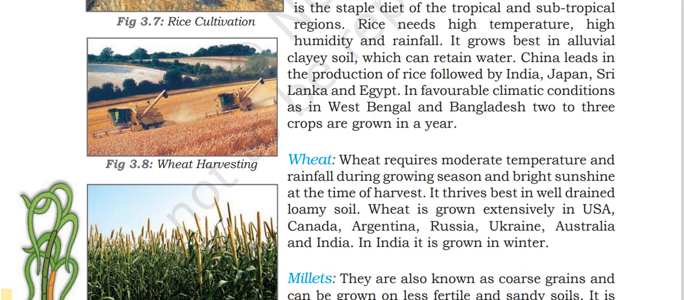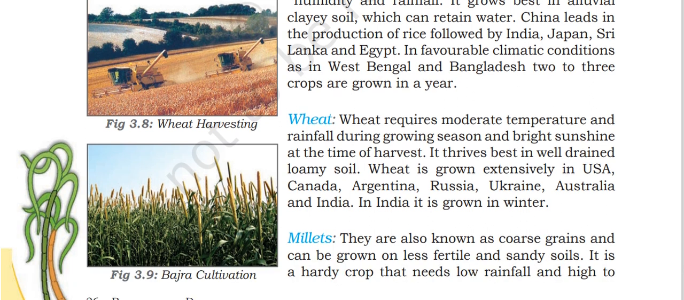Wheat requires moderate temperature and rainfall during the growing season and bright sunshine at the time of the harvest. It thrives best in well-drained loamy soil. Wheat is grown extensively in USA, Canada, Argentina, Russia, Ukraine, Australia and India. In India, it is grown in winter.